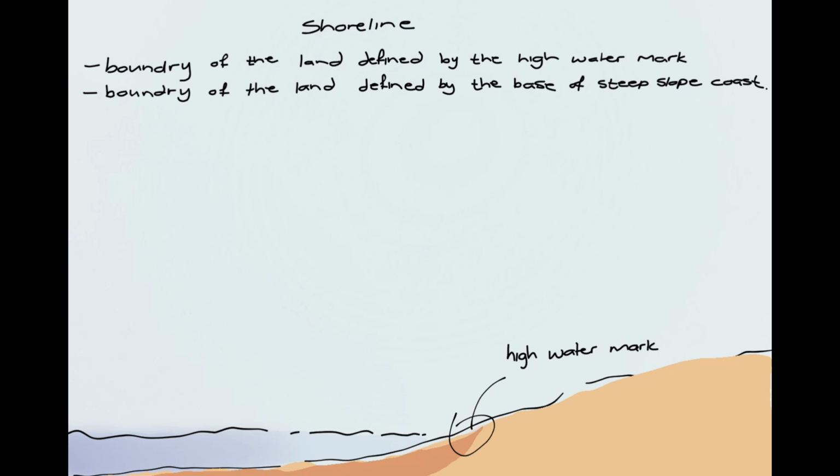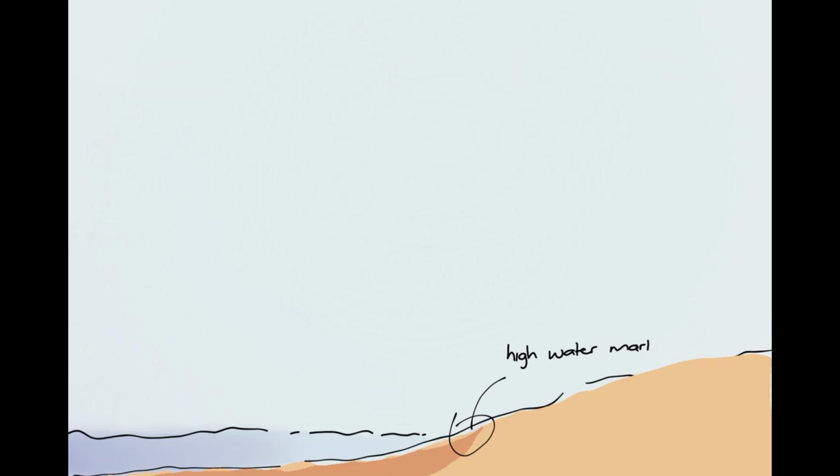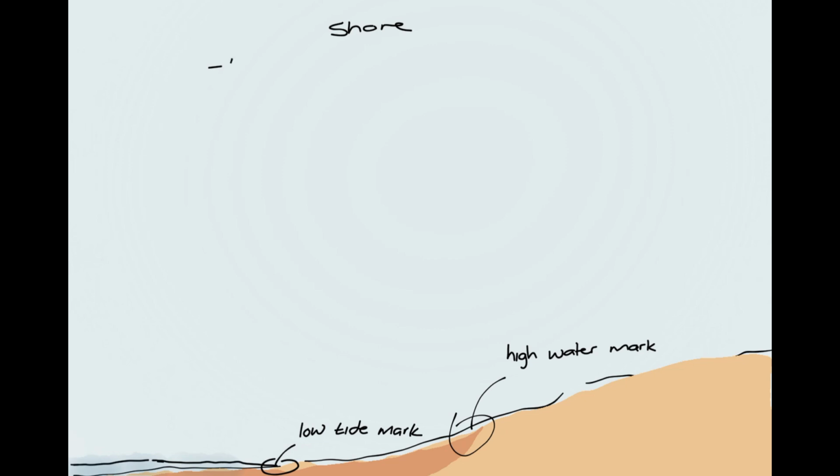Now, as the water rises to reach a maximum point and forming the high water mark, the water also falls to a minimum point to form the low water mark. Now, the difference between these two is called the shore. So if we measure the distance between the low tide mark and the high water mark, we will call this area the shore.